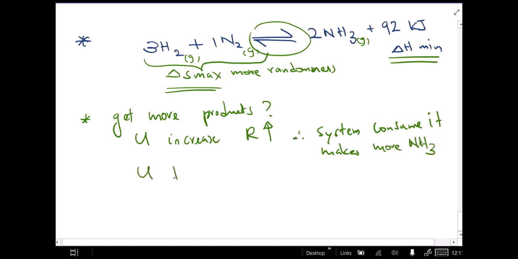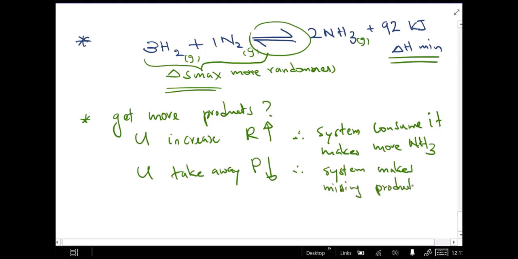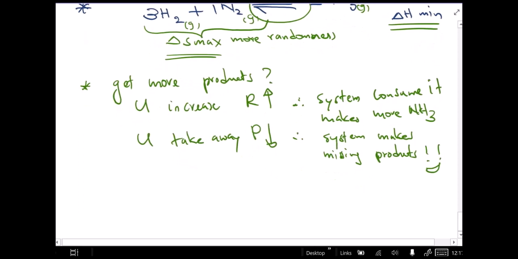If you take some of the ammonia, some of the products, away, that means the system is losing products, so it's going to try to make products again, right? Le Chatelier's principle is very simply like Mother Nature fighting back, right? You do something to the system and it will try to undo or minimize the damage. In this case we took the products, so the system will try to make more products by shifting to the right.